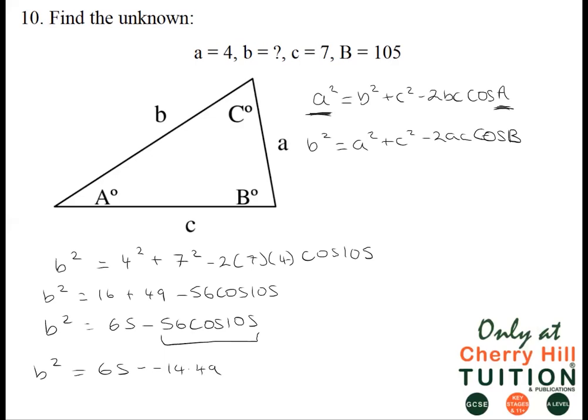And the two negatives turn into a plus. So b squared is equal to 65 plus 14.49, which is 79.49. And we can square root both sides, leaving us with plus or minus the square root of 79.49. And we always take the positive value because it's a length. And this leaves us with 8.92.